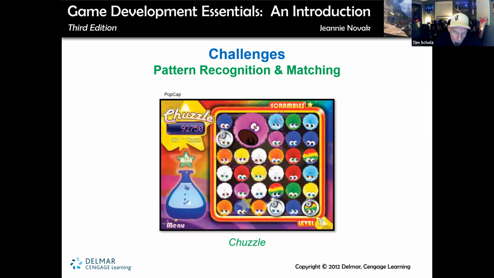So one of the next challenges is pattern recognition and matching. There are tons of mobile games that are very based off this. It's where you're looking at some sort of pattern, whether it be color, shape, or color and shape. Games like Tetris, games like anything related to the Candy Crush type stuff. It involves pattern recognition and matching to be able to clear your boards and ultimately reach your goals.